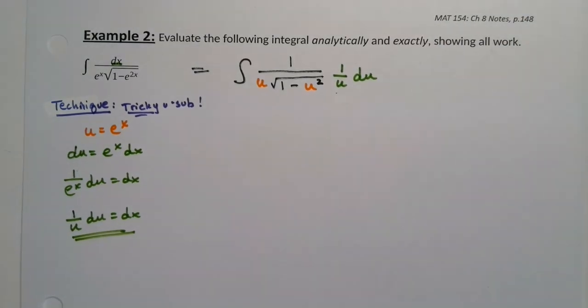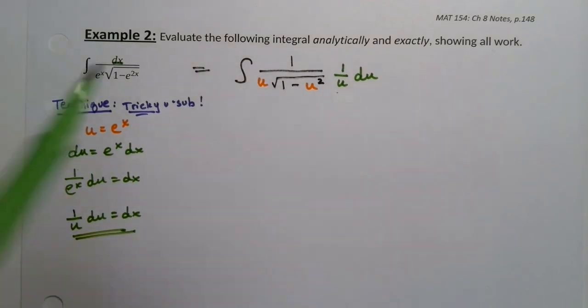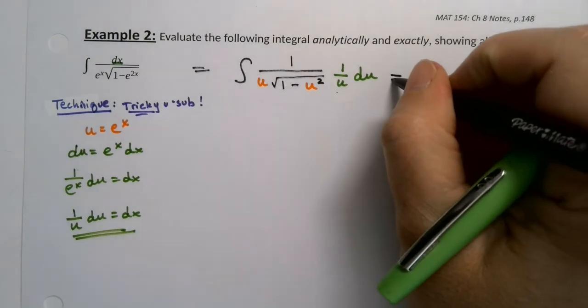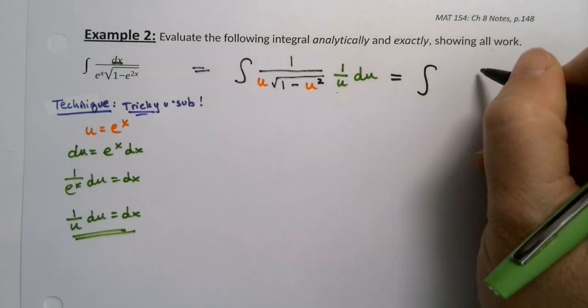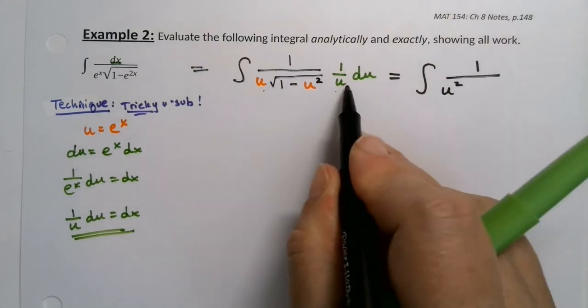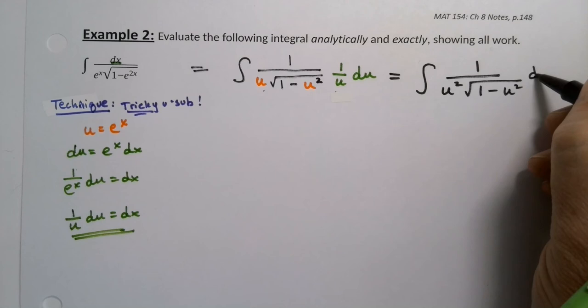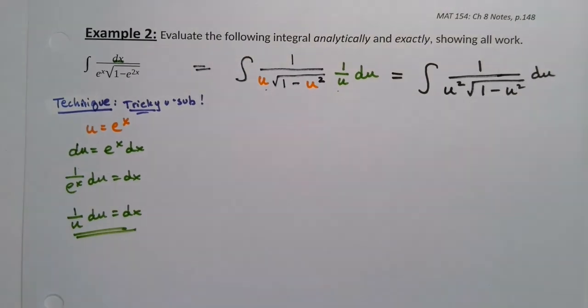Now, that got us there. Wonderful. Let me put those two u's together because they're both in the denominator. So this is really this integral of 1 over u squared, because u times u is u squared, square root of 1 minus u squared du. Now at that point, you're wondering, what am I going to do? What am I going to do?